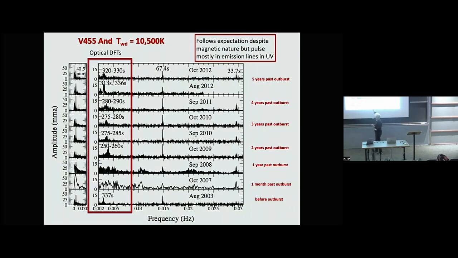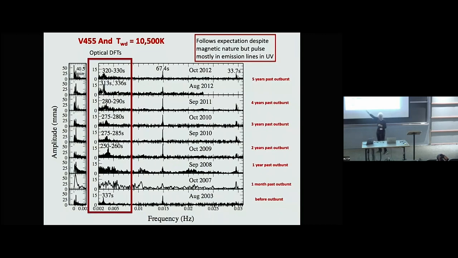The bottom level is before outburst. It's followed. The pulsation is around 337 seconds. It's broad. It's not the sharp peak. This is what JJ was talking about. The outburst happens in 2007. So for 1 year, it's followed.